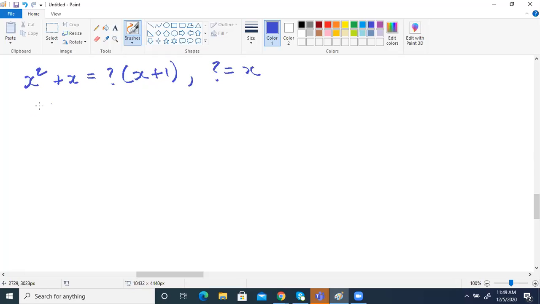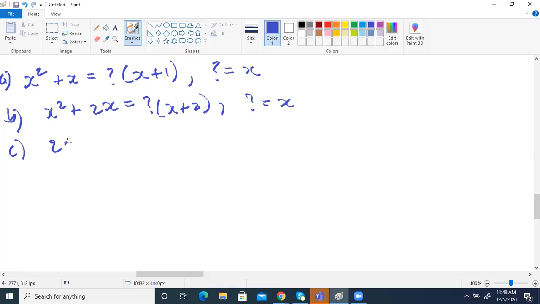What about the next one, B. They have x squared plus 2x, and then another question sign, x plus 2. What should the question sign be? x. All right, so that's simple. What about C: 2a squared, 5a, then question sign, 2a minus 5. So a, correct?